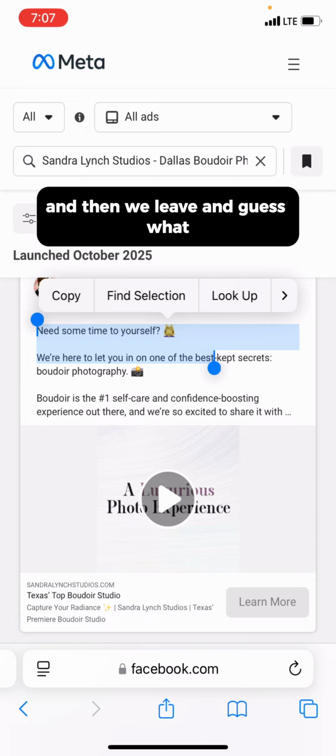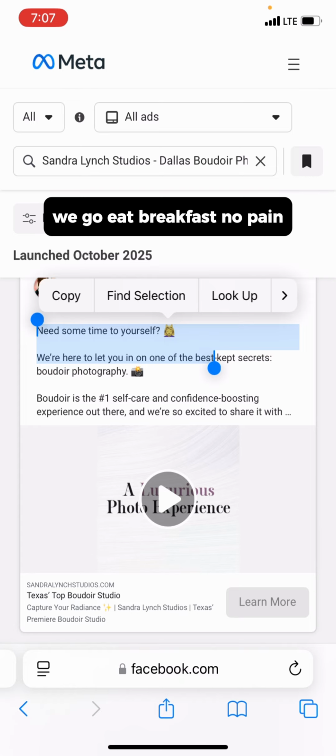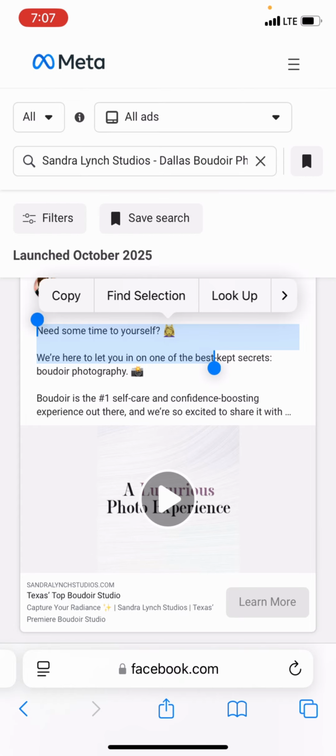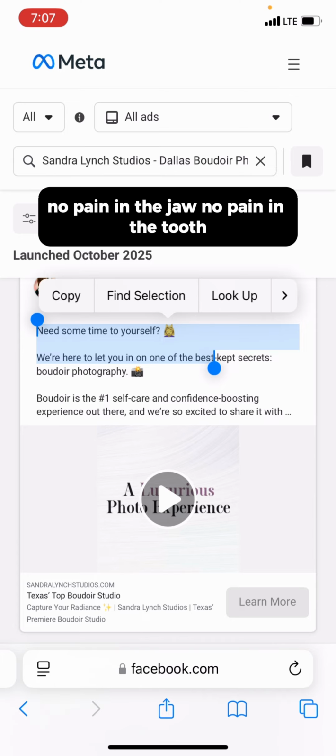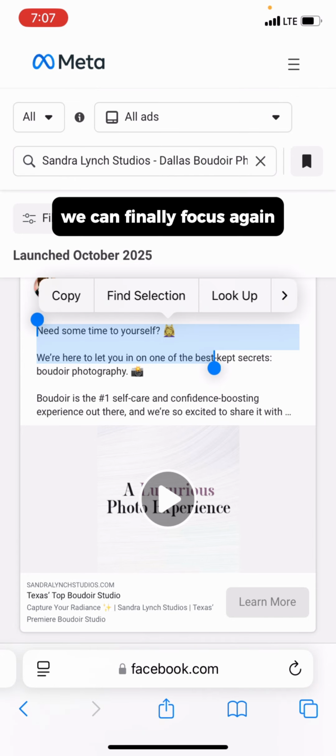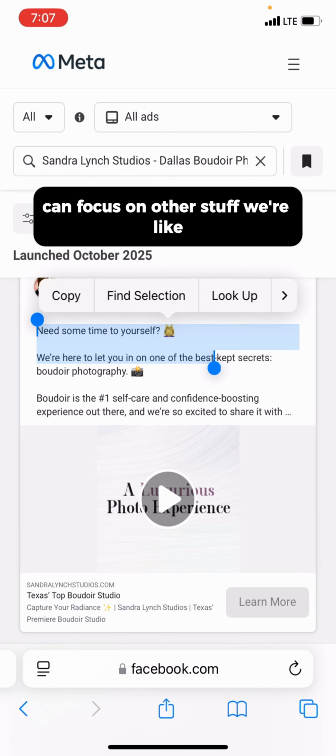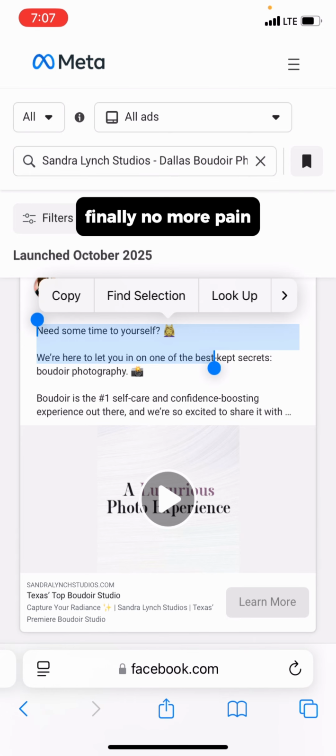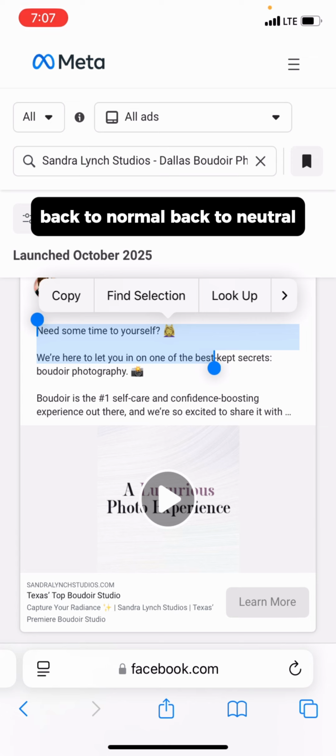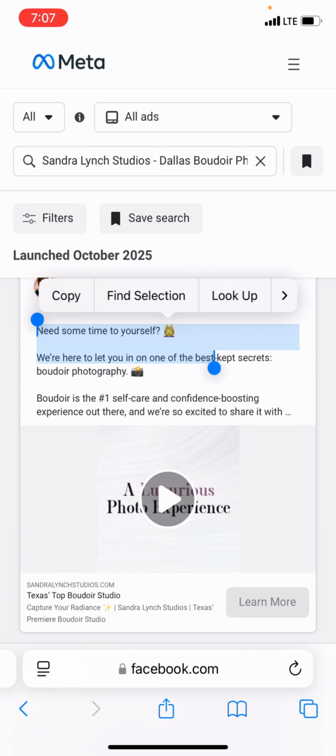And then we leave, and guess what? We go eat breakfast. No pain in the jaw, no pain in the tooth. We can finally focus again. Don't have to focus on this pain, can focus on other stuff. We're like, yes, dude, finally, no more pain, back to normal, back to neutral, no pain mode.